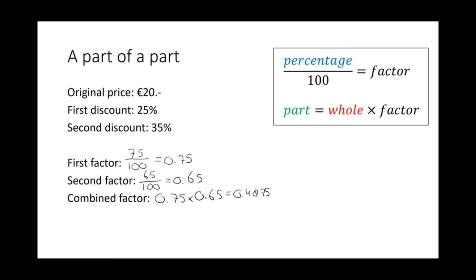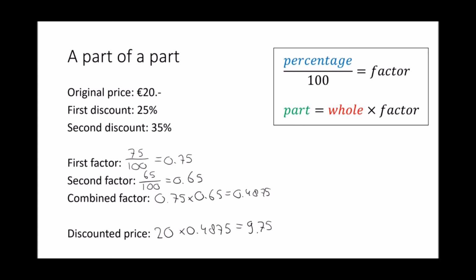So all we still have to do to get the discounted price is to start with our original price, the whole 20 euros, and multiply that by our factor, to find out that we have to pay in the end 9.75 euros. Now it still takes the same amount of steps in this case, but especially if you want a part of a part of a part, etc., or if it's the same percentage every time, it becomes easier to calculate the combined factor instead.